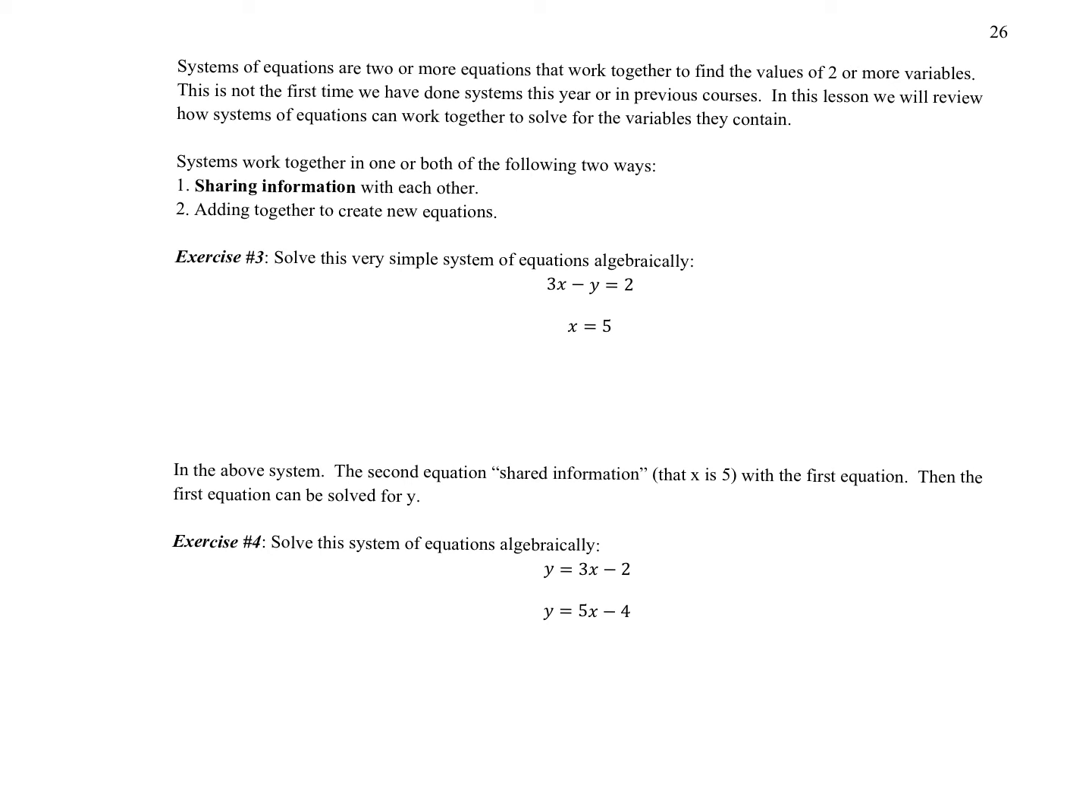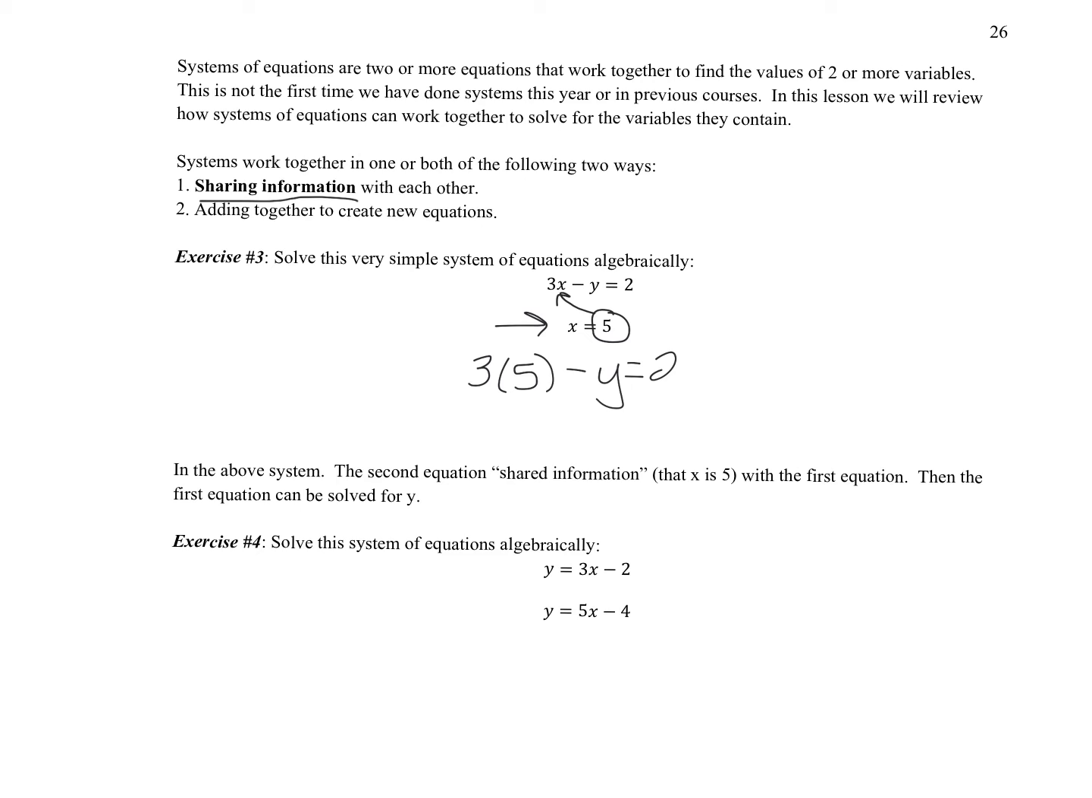So here we have our first system. We see we have x and y, and we should, because we have 2 equations, be able to find the exact values of x and y versus the infinite values when we have one equation with 2 variables. So here I have 3x minus y equals 2 and x equals 5. So here is an example of sharing information. The second equation knows that the x value is 5. So they can communicate with the other equation and say, well, x is 5, so that means you can plug in a 5 for the x.